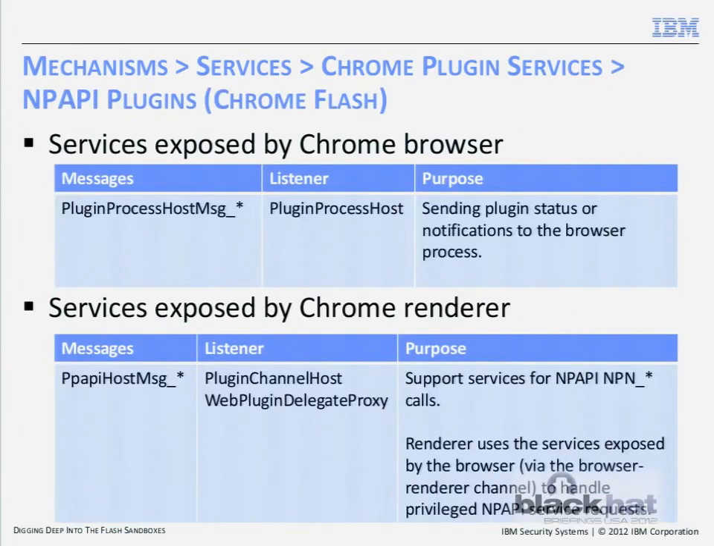So these are the services exposed by the Chrome browser to NP API plugins, such as Chrome Flash. The services exposed by the Chrome browser are mostly for just sending plugin status or notification to the browser process, while the services exposed by the Chrome renderer do the heavy lifting, as it exposes the support services for NP API calls.